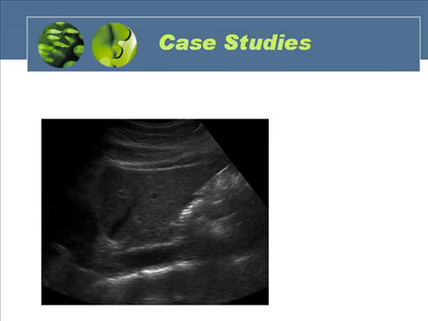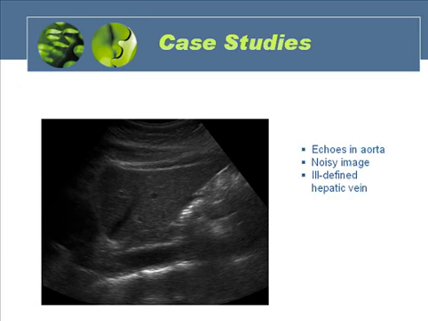Let's look at this image. What do we think? There are echoes in the aorta. Also, this image is fairly noisy. Let's look at this hepatic vein and you see echoes in there. We should not have echoes in normal blood vessels.